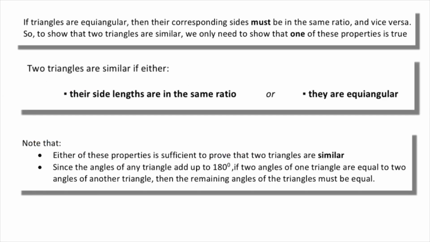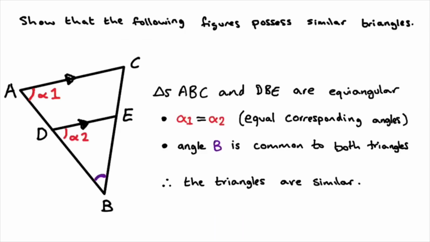So if I take you back to the previous note, since the angles of any triangle add up to 180 degrees, if two angles of one triangle are equal to two angles of another triangle, then the remaining angles of the triangle must be equal. Since we have a set of equal angles and a common angle, the triangles must be similar.